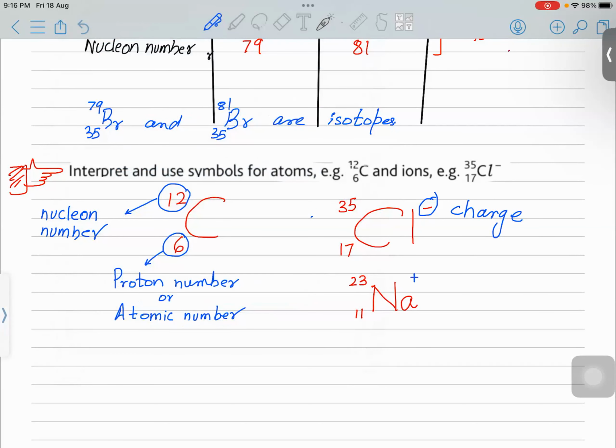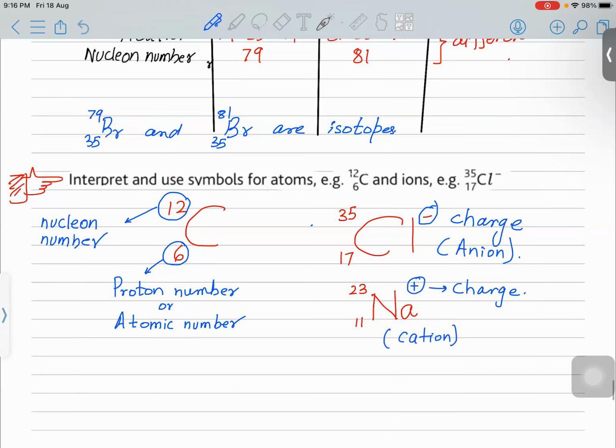Now we have a positive charge. So this is also a charge. This is called a cation, and that one is an anion. Very good. So interpret and use symbols for atoms, 12,6 and 35,17. This is all about this notation. These are called notation.